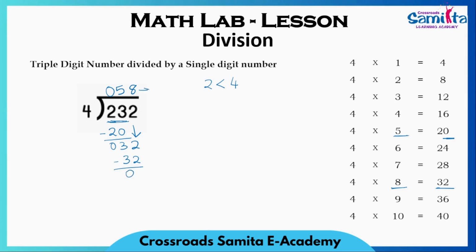Therefore, the quotient is 58 and the remainder is 0. Therefore, 232 divided by 4 is nothing but 58, where the remainder will be 0. Therefore, 58 becomes the quotient.